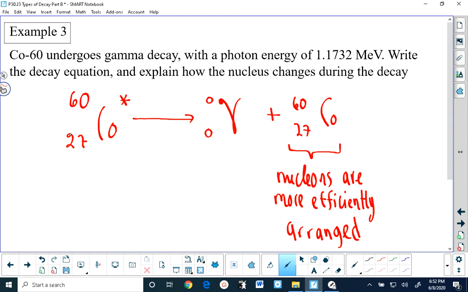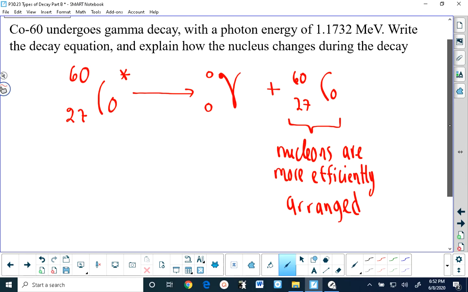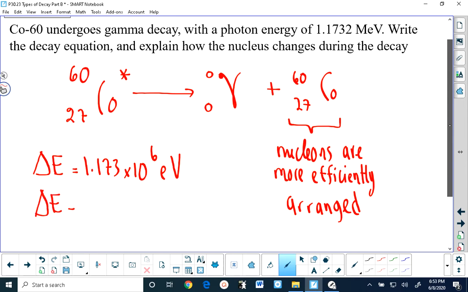Now, we usually denote that by putting an asterisk on the more excited nucleus. Now, we are asked to explain how the nucleus changes. I'm going to go even further than saying the nucleons are more efficiently arranged. This energy, this 1.1732 million eV of energy, is the change in energy of the nucleus, 1.1732 multiplied by 10 to the 6 electron volts. But change in energy for nuclear changes corresponds to a change in mass times the speed of light squared. And what this means is that when that energy is released, there is a loss of mass.